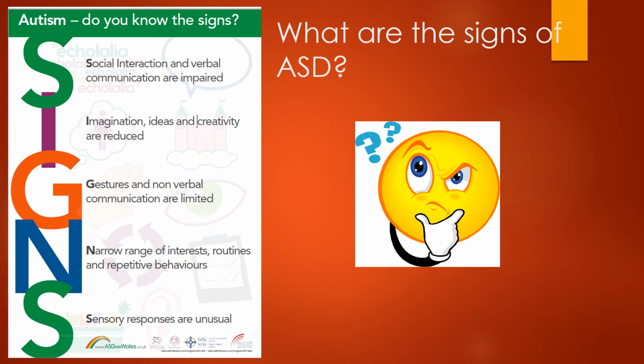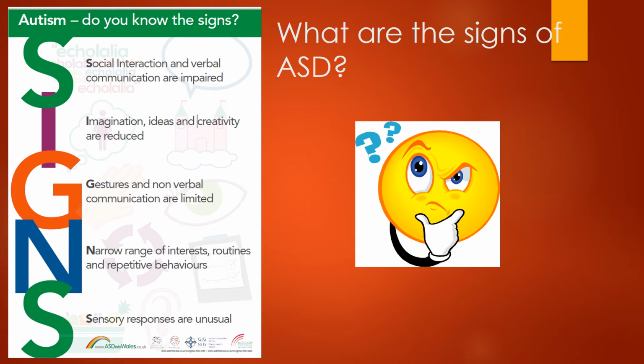So, what are the signs of ASD? The above poster can be helpful to remember some of the key traits. We know that social interaction and verbal communication can be difficult for someone with ASD. Some examples include a lack of interest in others, difficulty making friends, and dominating conversations rather than having a back and forth conversation. Another trait is having a limited imagination, so it might be difficult to think outside of the box or see things from other people's perspectives.